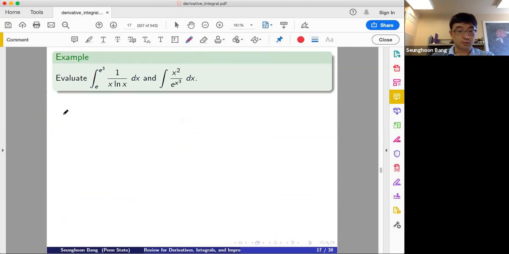The next one. How can you solve this problem? The first integral. Which method do you want to use? Integration by parts, u-substitution, trigonometric substitution, partial fractions, or integration formulas. So which method is good for this problem?